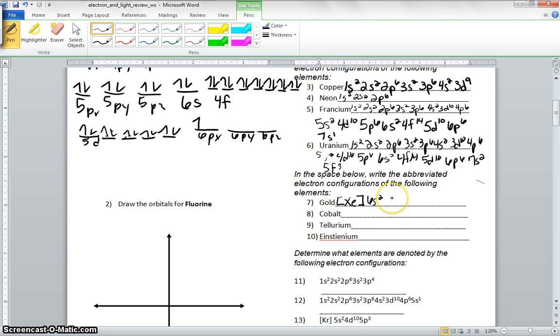Then we're going to go down 2 energy levels because we've got to go down to the F block, so it's going to be 4f14. And then it's going to take us to 3d9. Oh, not 3d, 5d, sorry, 5d9.